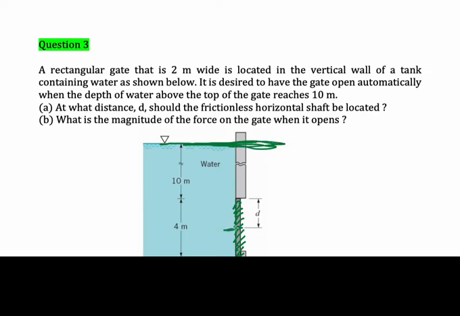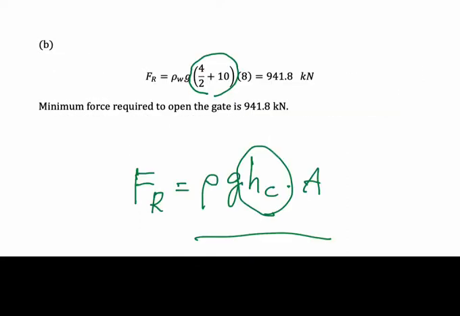We note this is the centroid, and we need to determine the distance from the free surface to the centroid here. So it is 10 meters plus the gate height divided by 2. So we get 4 over 2 plus 10, and then we multiply by the area, which is 8. So we get 941.8 kilonewtons. So we found that the minimum force required to open the gate is 941.8 kilonewtons.